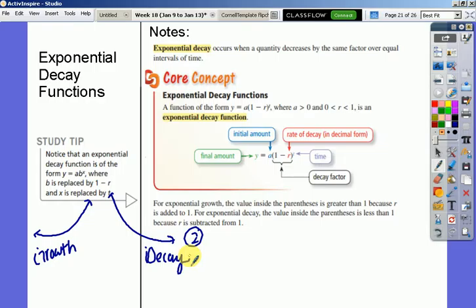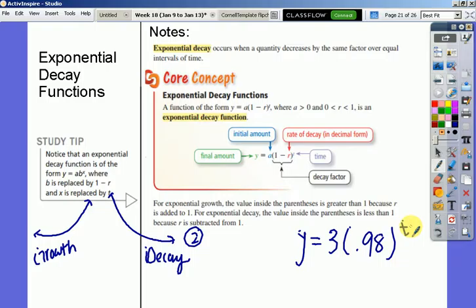Same thing. The only difference here is that instead of 1 plus r, what do we have? 1 minus r, which means that my decay factor will always be between 0 and 1, right? So 0.98, 0.75. So if I see something like this, y equals 3, and then you have, let's just say 0.98 raised to the t, then I know that that's a decay.